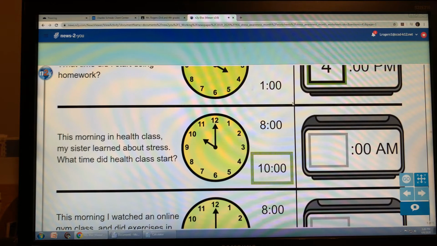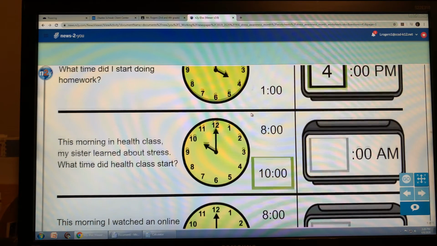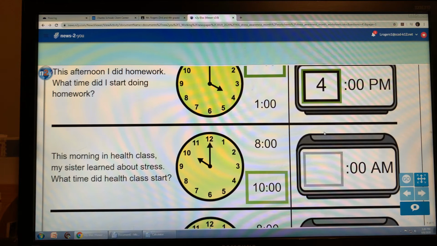Now there's something different with the answer that we're going to be looking for. Yesterday, homework was done at 4 o'clock in the afternoon, so it's p.m. The health class took part at 10 o'clock in the morning, so it's no longer p.m., it's a.m. a.m. is what we put to label things that take place in the morning. So we're going to put our 10 a.m. in here. We want this to match, so we're looking for the number 10.